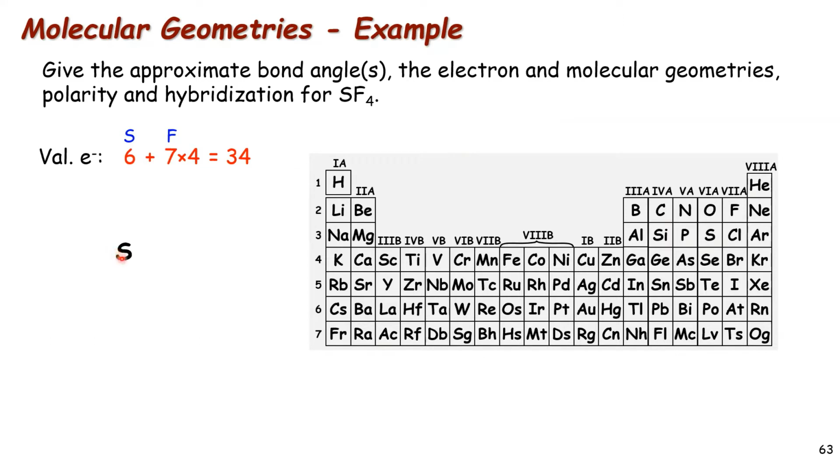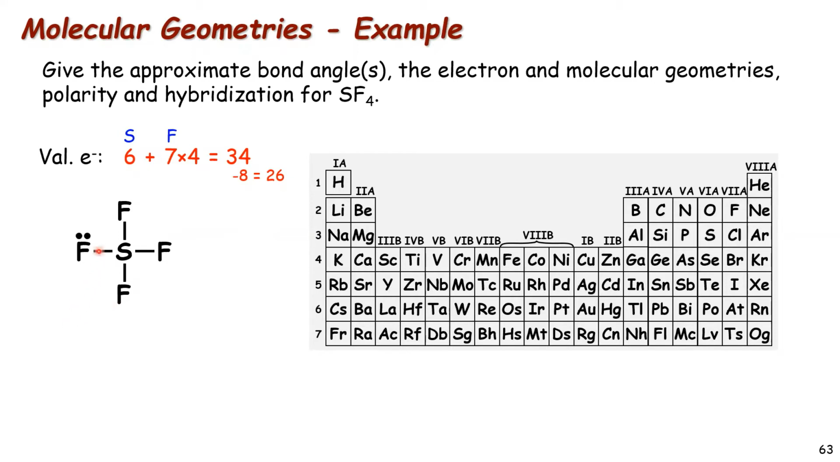We're going to single bond the other 4 fluorines around the sulfur. We've used up 2, 4, 6, 8 electrons, so we're going to subtract the 8 electrons. Now we have 26 electrons left to deal with. We're going to fulfill the octet for the outer, more electronegative atoms first.